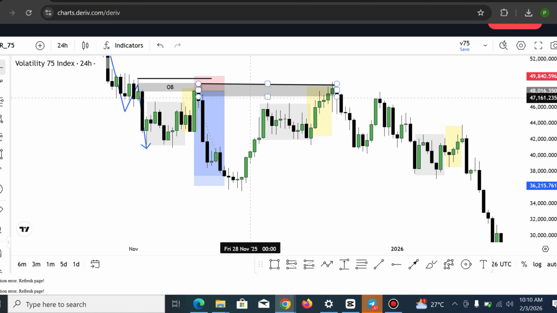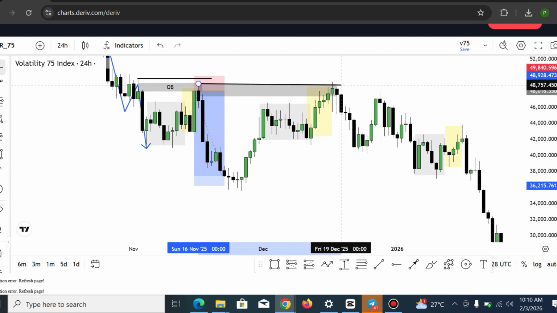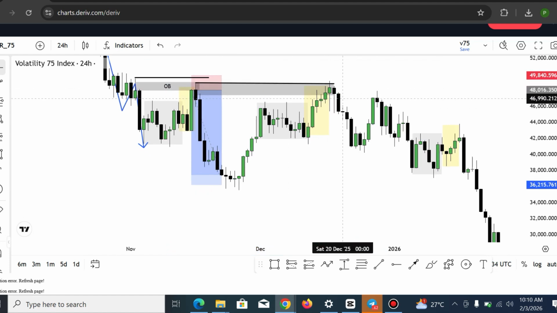Now, right here, price did this. This is actually a case whereby, even though price traded to this block right here, there are instances where some retail, some smart money traders may tend to refer to this as a reclaimed block.